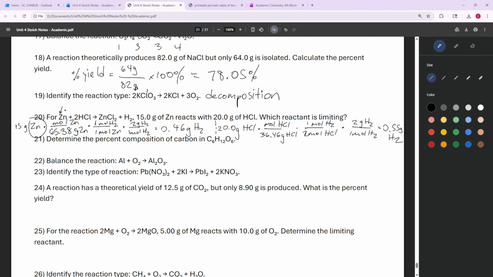The percent composition of carbon in C6H12O6. If you add all of those together, you're going to get 180 grams. So the percent composition of carbon is the 6 carbons that are in there, each of them at 12, gives a total of 72 grams of carbon for every 180 grams of substance, expressed as a percentage. That's 100, so 72 divided by 180 is 40%.